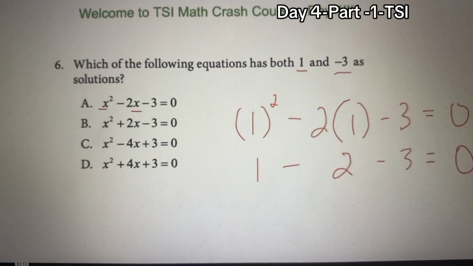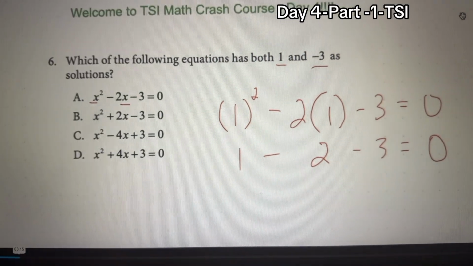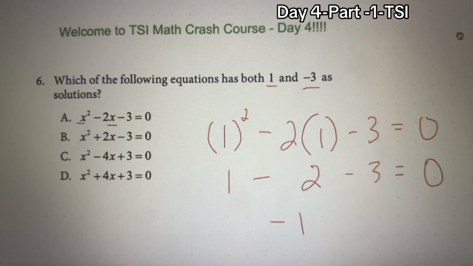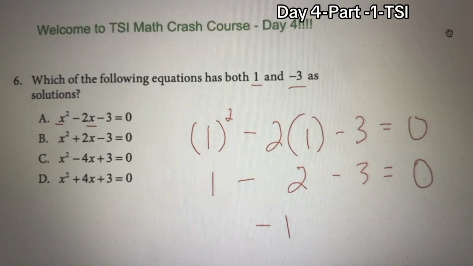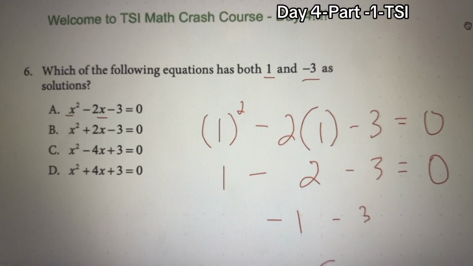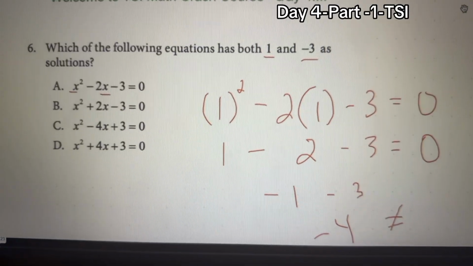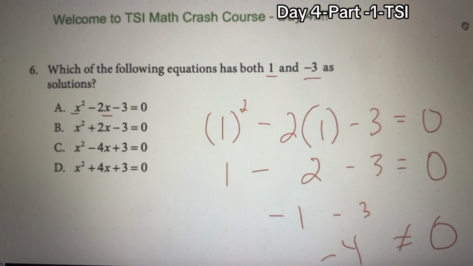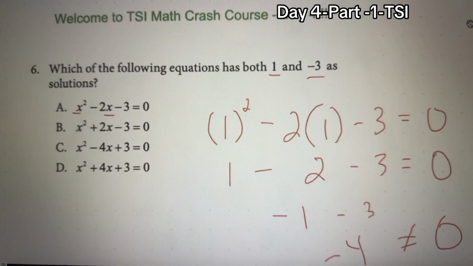So 1 minus 2 is going to be negative 1. And then negative 1 minus 3 is going to be negative 4. Yeah, it's negative 4. So that's not correct. It definitely does not equal 0, so that's not a true statement. That makes sense? Yeah.